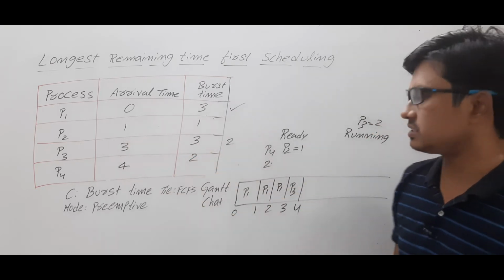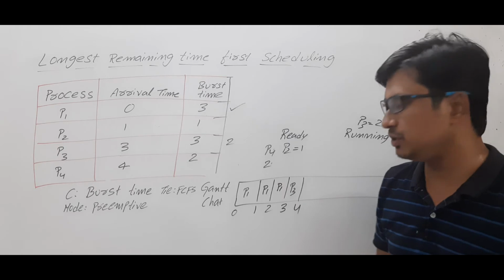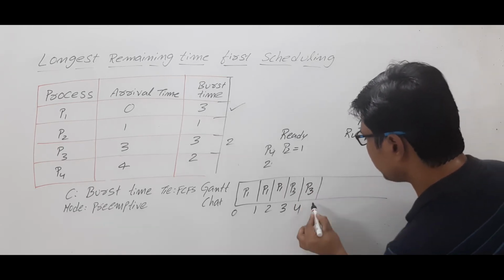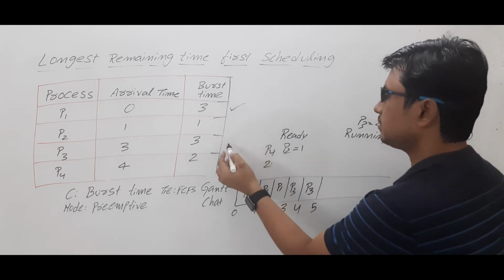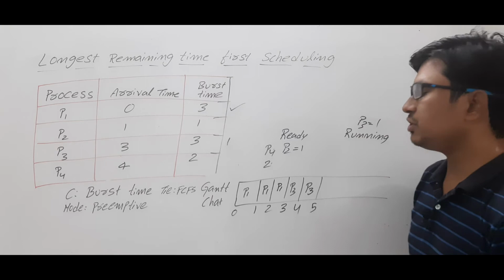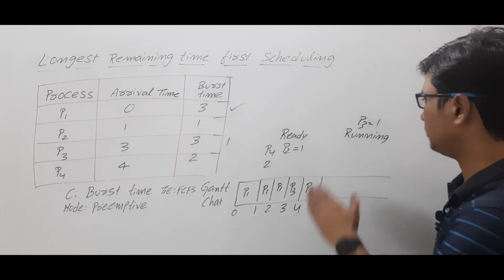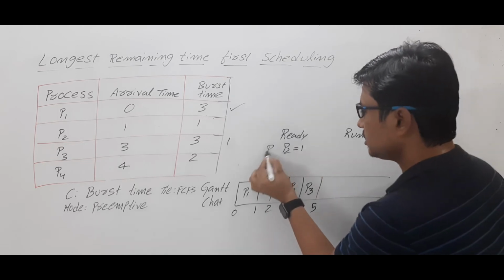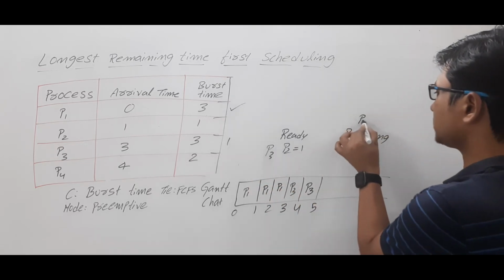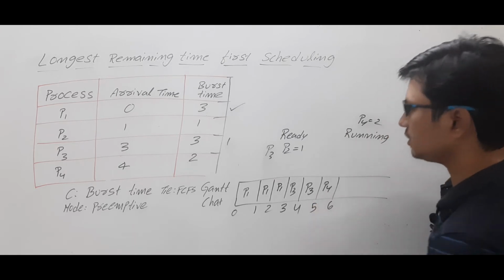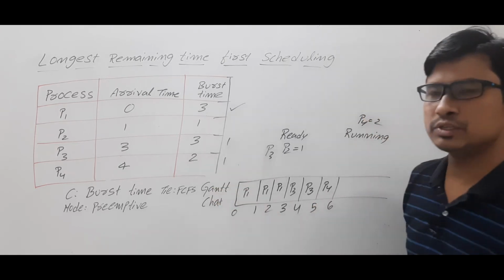Process P3 has arrived first as compared to process P4, so it will be executed for one more unit of time. Its remaining burst time is 1 unit. Now if you look, process P4 has the highest remaining burst time. So process P4 will be scheduled to the running state. Process P4 will run for 1 unit of time. Its remaining burst time is 1 unit.